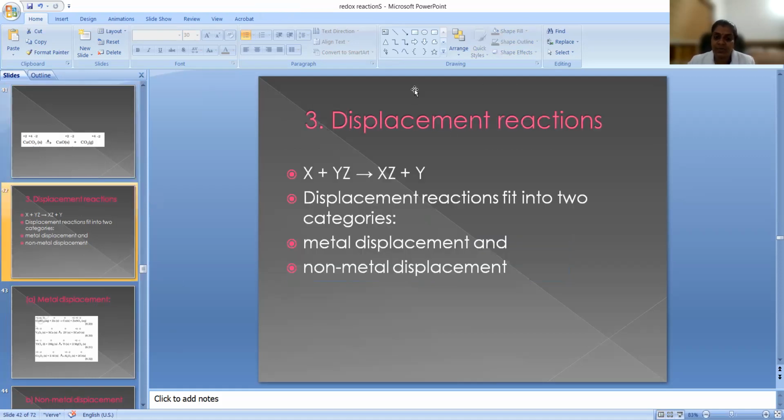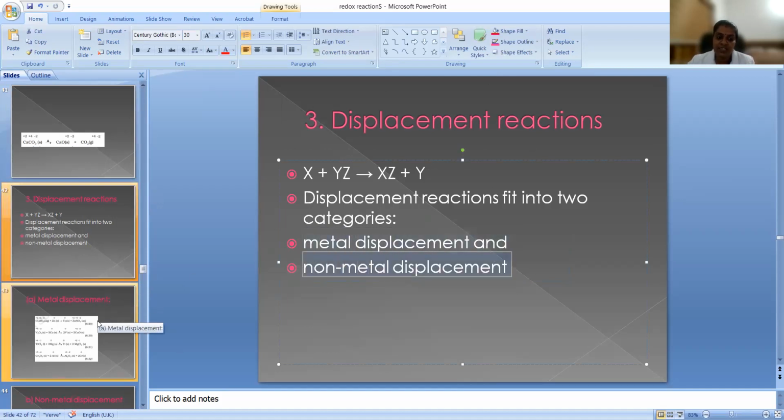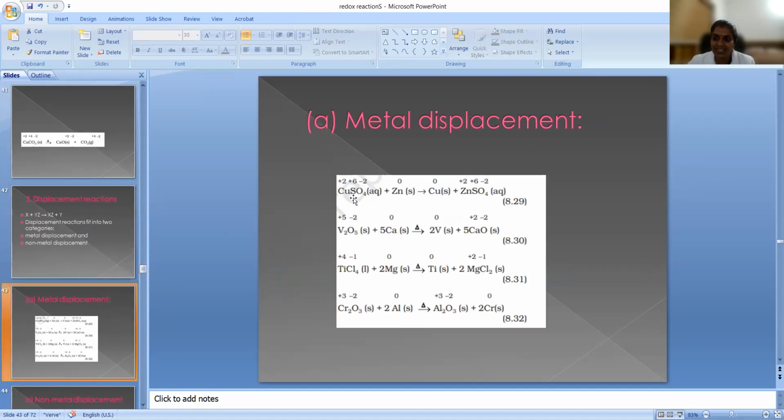Okay, now let us see the displacement reaction. Already we have discussed that the most reactive element will replace the least reactive element. That is called a displacement reaction. And we categorize displacement reactions into two: metal displacement reactions and non-metal displacement reactions. Let us first see the metal displacement reaction. We have already seen these reactions in the competitive reaction. Here, when copper sulfate is added to zinc, zinc is more reactive, so it will displace copper and form copper plus zinc sulfate.